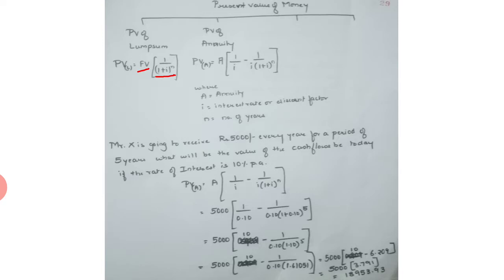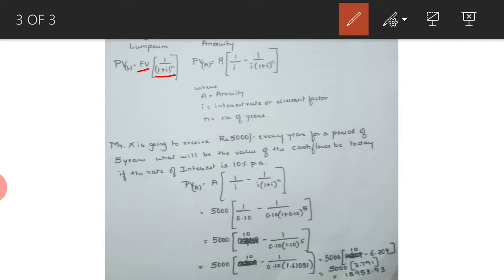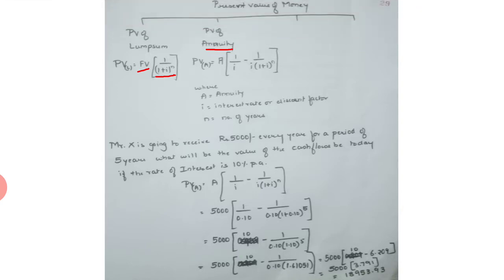Now we're going to go ahead with the next concept, which is the present value of annuity. Now annuity, as discussed in the previous video, is nothing but if you are receiving or if you are paying the amounts in parts or in installments, we call it an annuity.